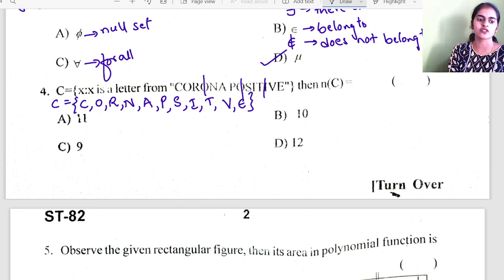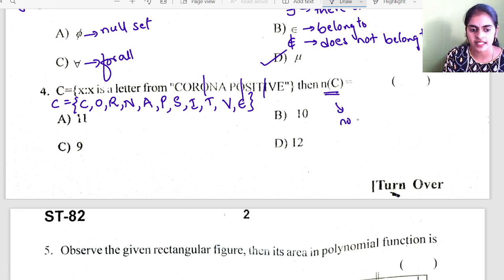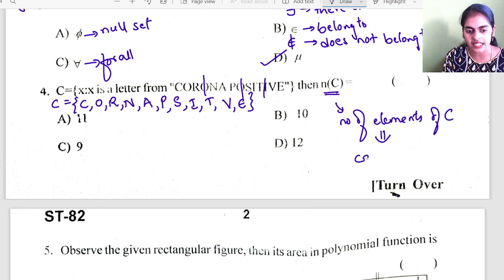Okay, so these are the elements. The elements of a set should never repeat. So if there is any element which is repeating, you will not write it again. That's it. So you need to find n(C). n(C) is nothing but the number of elements of C, or this you call the cardinal number of C.